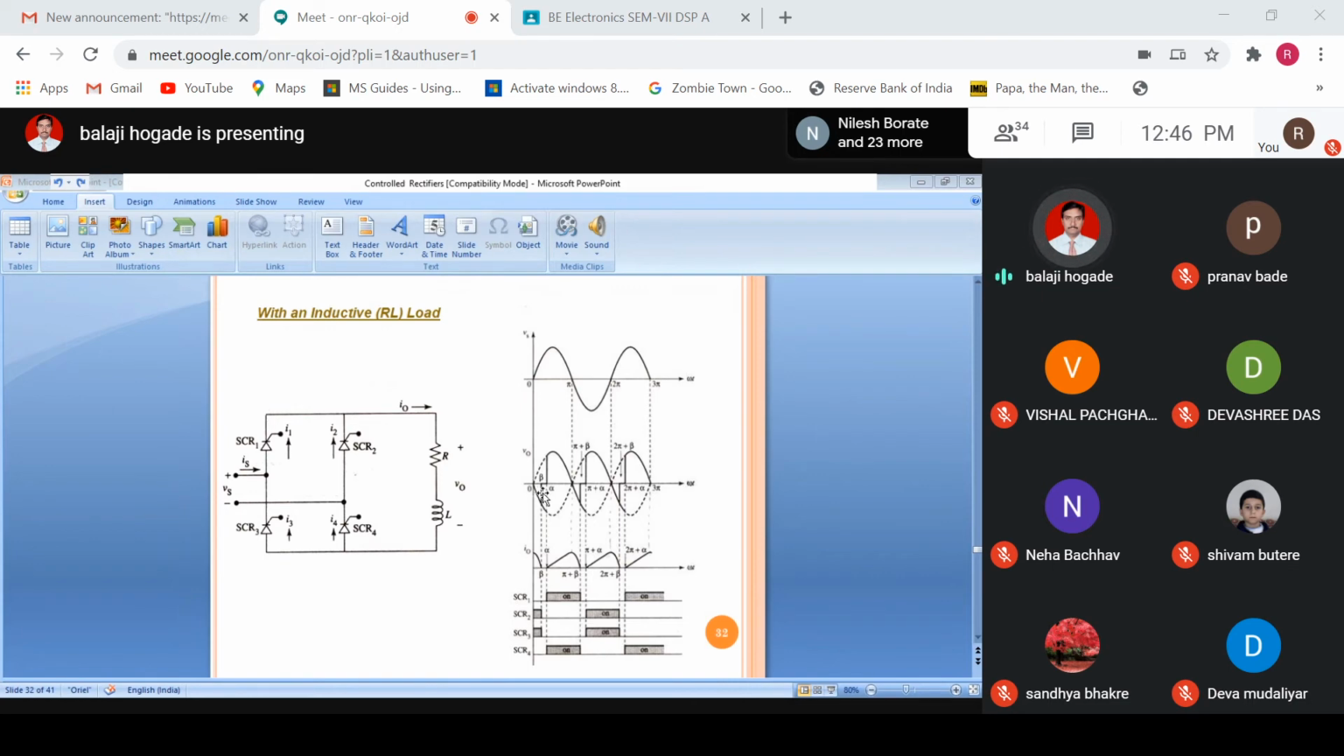So the negative power indicates load is providing some energy to the source. यहाँ से energy यहाँ input side में जा रहा है. That is the indication of this negative voltage. Now we'll start with the working of this circuit diagram.